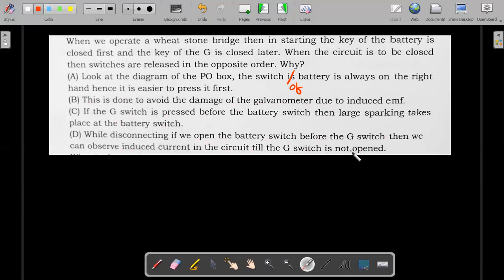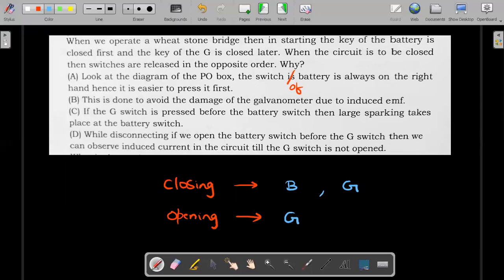So these are the four options. You have to identify which of the four is correct in order to explain the statements that he's talking about. When you are starting, you have to close everything. The closing order, according to him, is battery first and then galvanometer. Galvanometer always comes later. And the opening, that means you're done with your experiment, the order is that the galvanometer will be opened first and then the battery will be opened. So that's what he's asking us to explain.